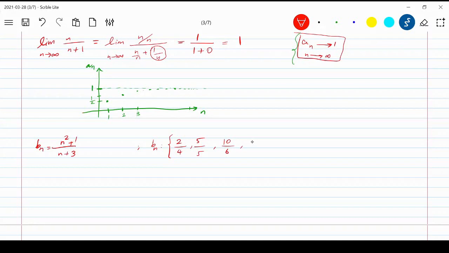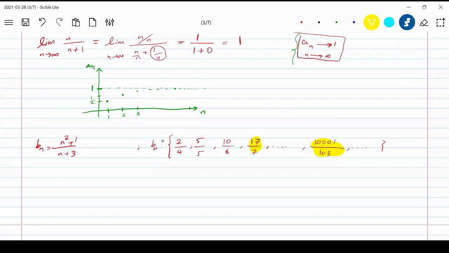Replace n with 4, 17 over 7, and so on. If you replace 100, you'll get 10,001 divided by 103, and so on. So what you can see is at the end, these fractions keep getting larger and larger. The numerator is increasing very fast compared to the denominator.